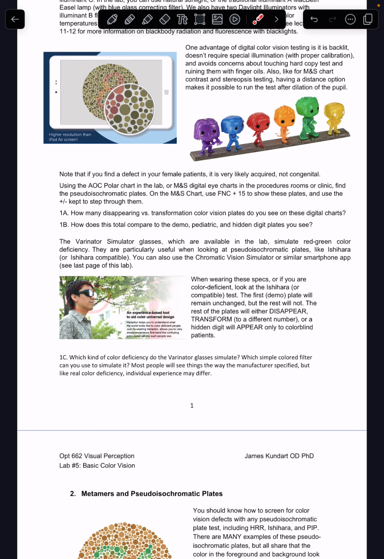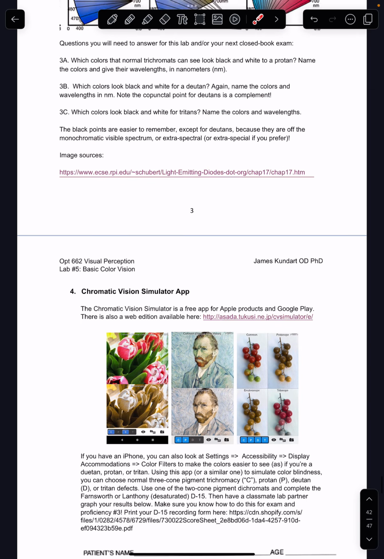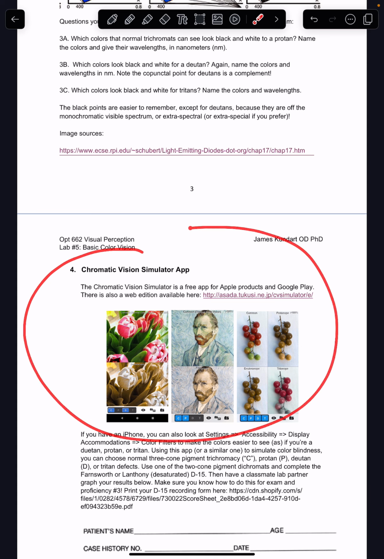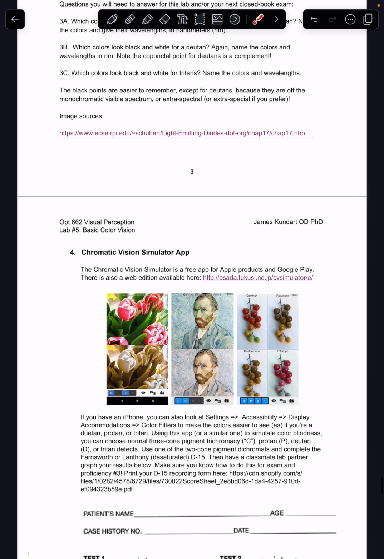These are kind of cool. These are called Varinator glasses, and essentially they have a green tint to them when you see them, and they're going to simulate color blindness, a red-green color blindness. The other thing that you might want to get is this app right here. You can play around with it in lab. It's not perfect, but it can simulate the different types of color blindness using the camera on our phone.